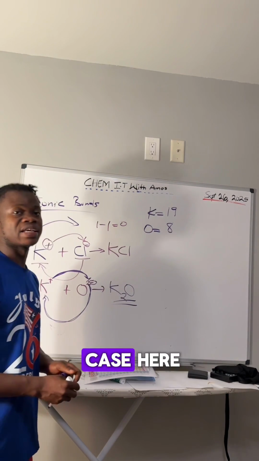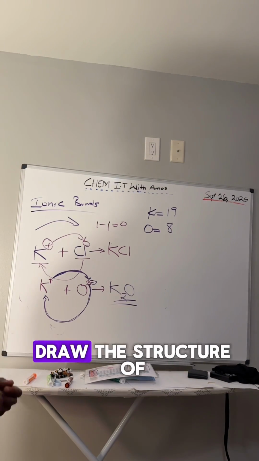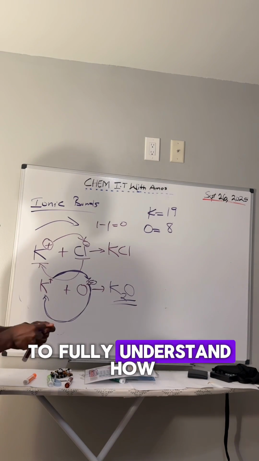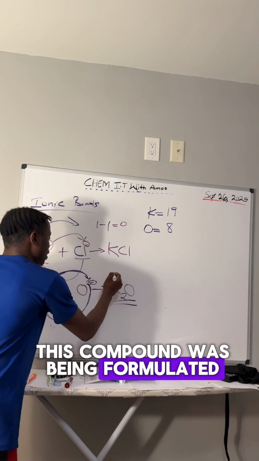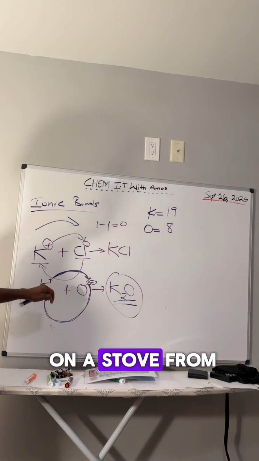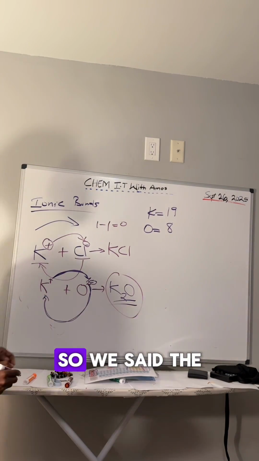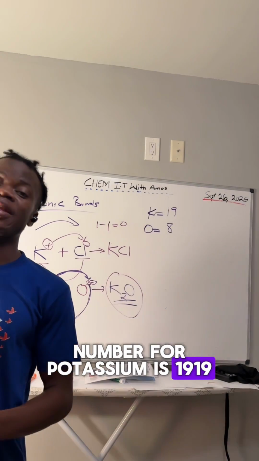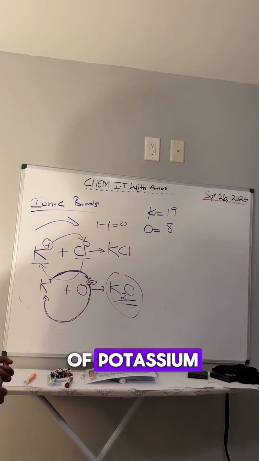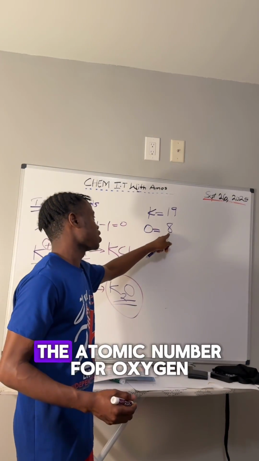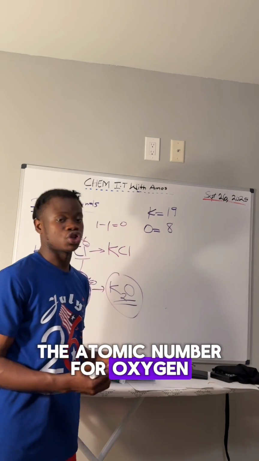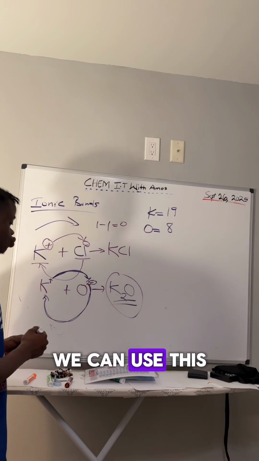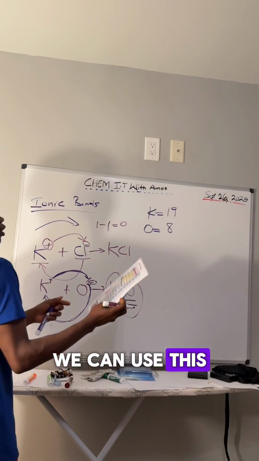Okay, so in this case, we can try to draw the structure of this compound to fully understand how it was formulated, if it cannot be understood from this scenario, right? So we said that the atomic number of potassium is 19, while 8 is the atomic number of oxygen. To draw the structure of them, we can use this periodic table.